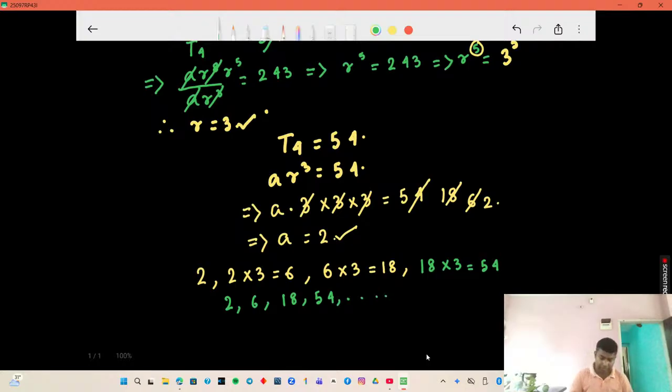And the general term of the GP will be the nth term. The formula for Tn is A into R to the power n minus 1. So we will just put the value of A and R and find the general term of the GP. The general term is 2 into 3 to the power n minus 1. Is it clear to you?